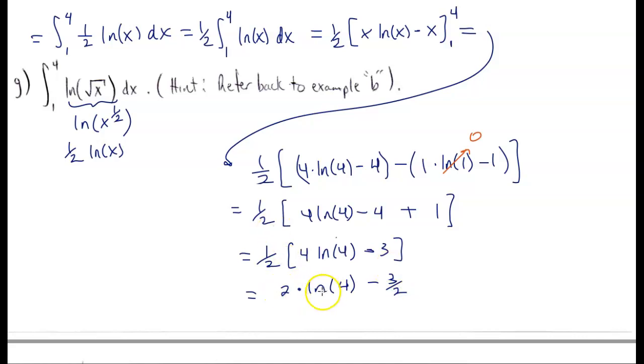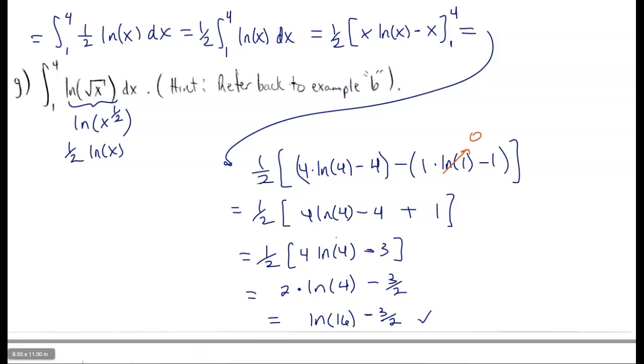And of course, this is 2 times natural log of 4. We can put the 2 up in the exponent here. That'll be natural log of 4 squared, or natural log of 16 minus 3 over 2. So this will be a simplified version of our final answer. Of course, 2 times natural log of 4 minus 3/2 is acceptable too. I personally like to condense down the logarithms as much as I can, because if you're going to use that expression in the calculator to figure out the actual number, natural log of 16 is a little easier to type than 2 times natural log of 4.